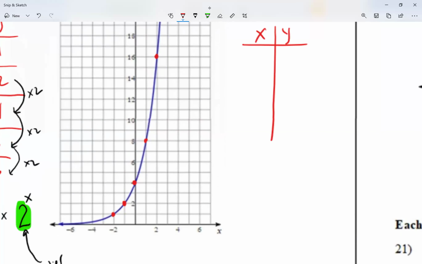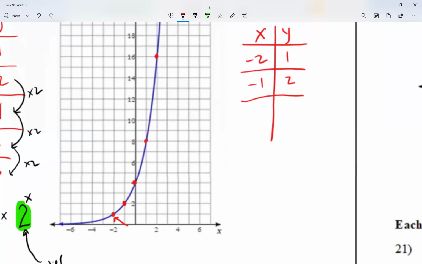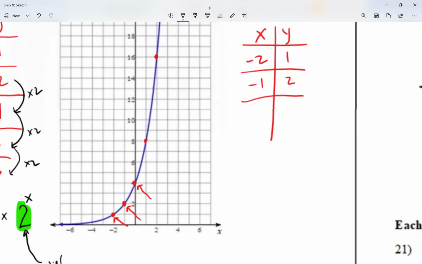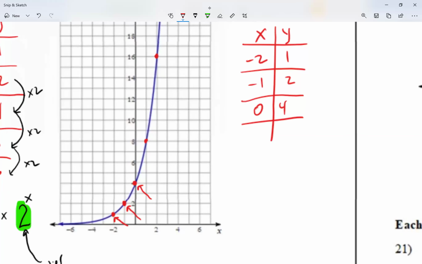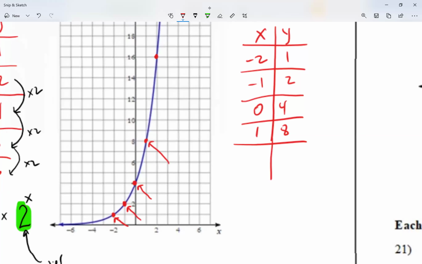So my first point, I'm looking at this point. The coordinates of that point are negative 2, 1. My second point is negative 1, 2. Remember, second point, I'm talking about this point. Then I'm looking at my third point. The coordinates of that point are 0, 4. The coordinates of my other point are 1, 8. And then the coordinates of my other point are 2, 16. I think I have enough.